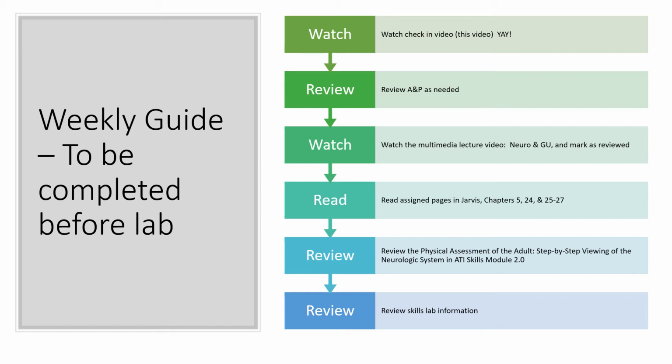So to be completed before lab, you are to watch this video, so you're doing that right now, so good job. And then you need to review the anatomy and physiology as needed. Make sure you watch the multimedia lecture videos for neuro and GU and mark them as reviewed. You're going to read your assigned pages in Jarvis, chapters 5, 24, and 25 through 27, and the appropriate pages are posted in Blackboard. You are to review the physical assessment of the adult, the step-by-step viewing of the neurologic system in the ATI skills modules, and review the skills lab's information. Even though we don't have lab, there's still information for you to review as far as what you're going to need to know for checkoffs for neuro.